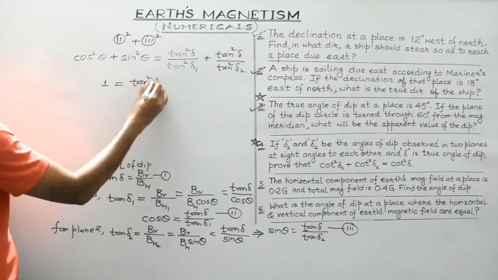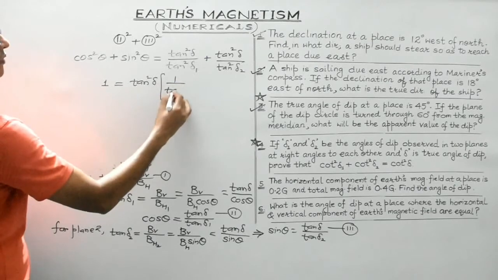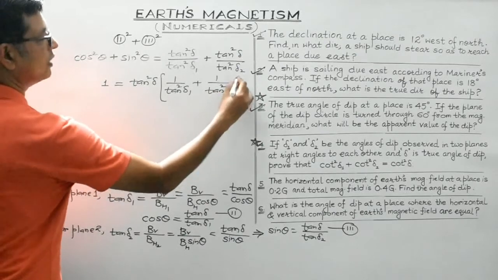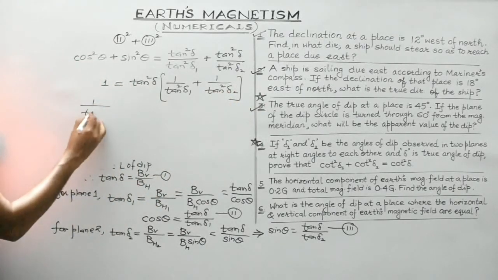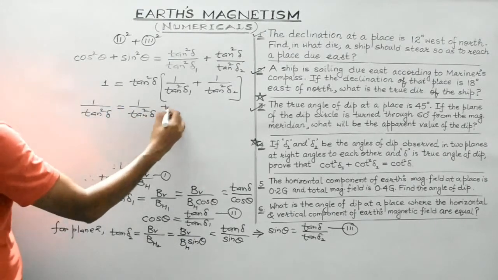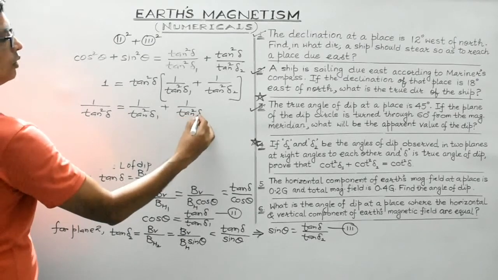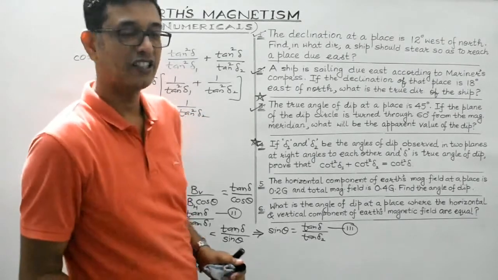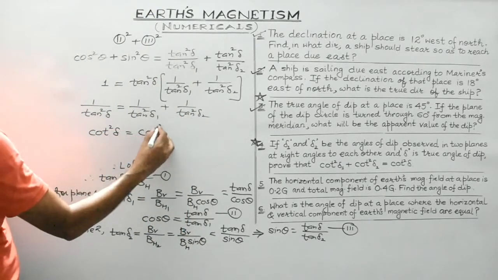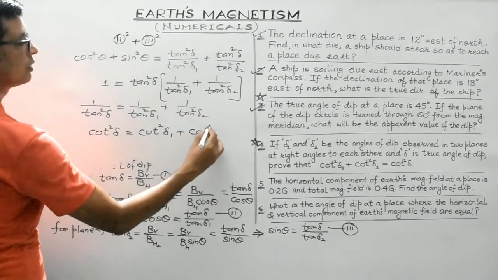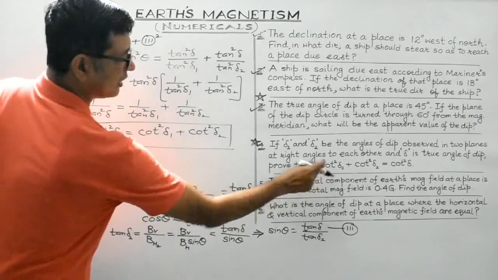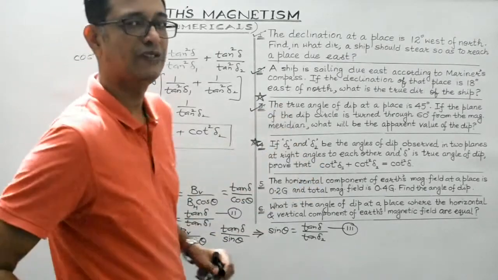So here, tan square δ can be taken as common: 1 divided by tan square δ1 plus 1 divided by tan square δ2. So, let's rearrange the terms and this will give you the answer. Reciprocal of tan theta is cot theta. So 1 by tan square δ would give us cot square δ. It will be equal to cot square δ1 plus cot square δ2. So we have proved this particular expression. These two questions are very, very important.